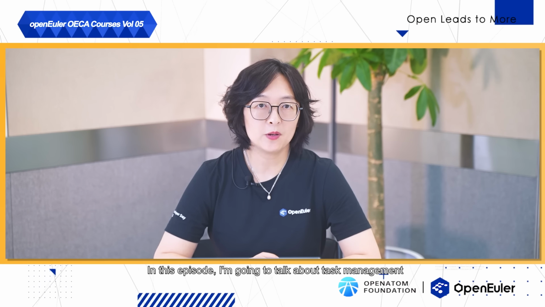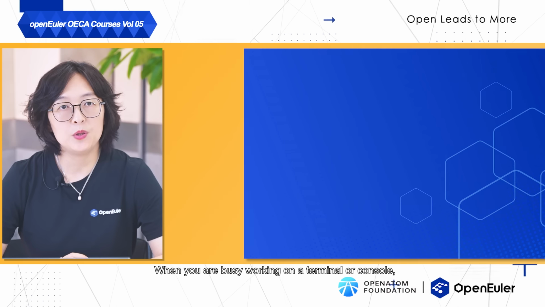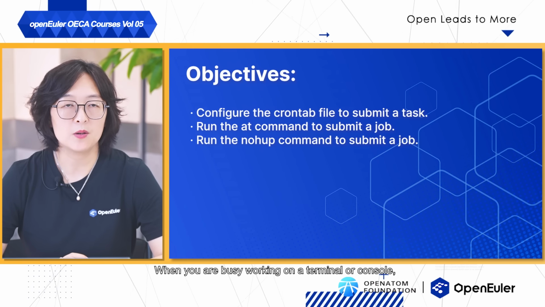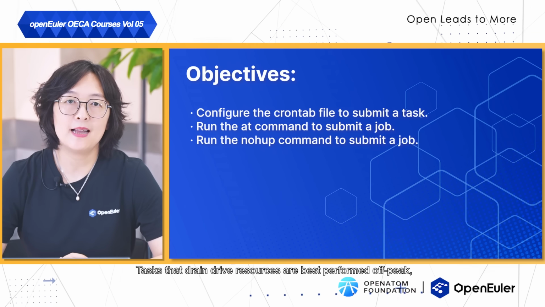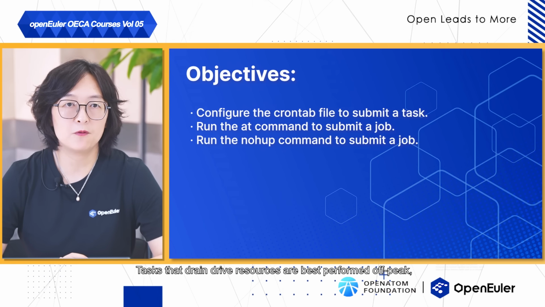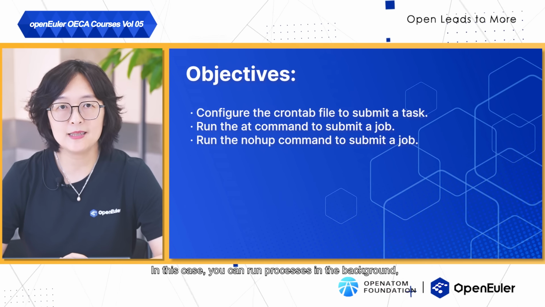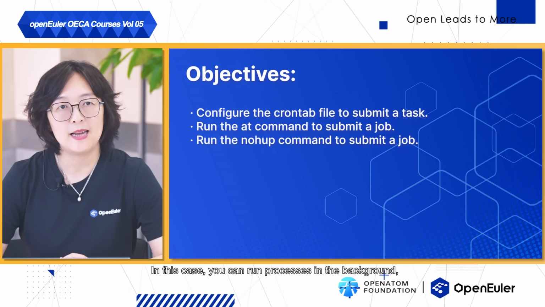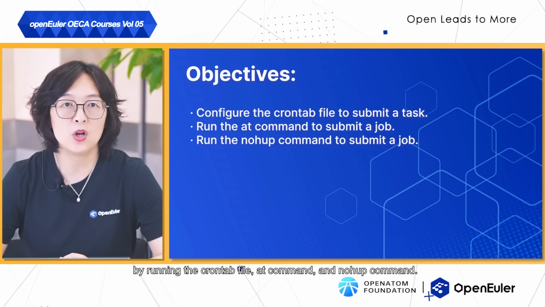In this episode, I'm going to talk about task management, and we will look at how to submit a task using the Crontab file, at command, and Nohup command on openEuler. When you are busy working on a terminal or console, you may not want to occupy the screen by running a job. Tasks that drain drive resources are best performed off-peak, but you may not have that luxury. In this case, you can run processes in the background by running the Crontab file, at command, and Nohup command.